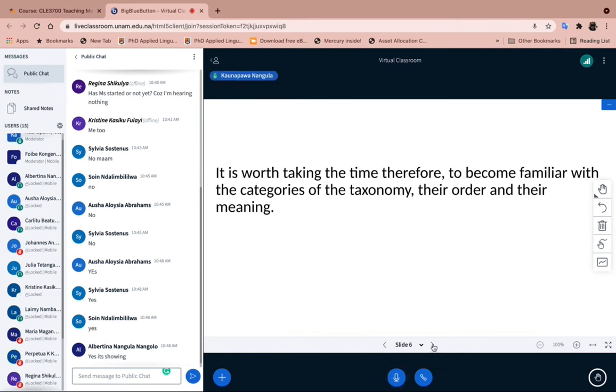And then it's worth taking the time, therefore, for all of you. I mean, this applies to me too, that as a teacher and educator, we all need to be familiar with the categories of Bloom Taxonomy, their order and what they mean.